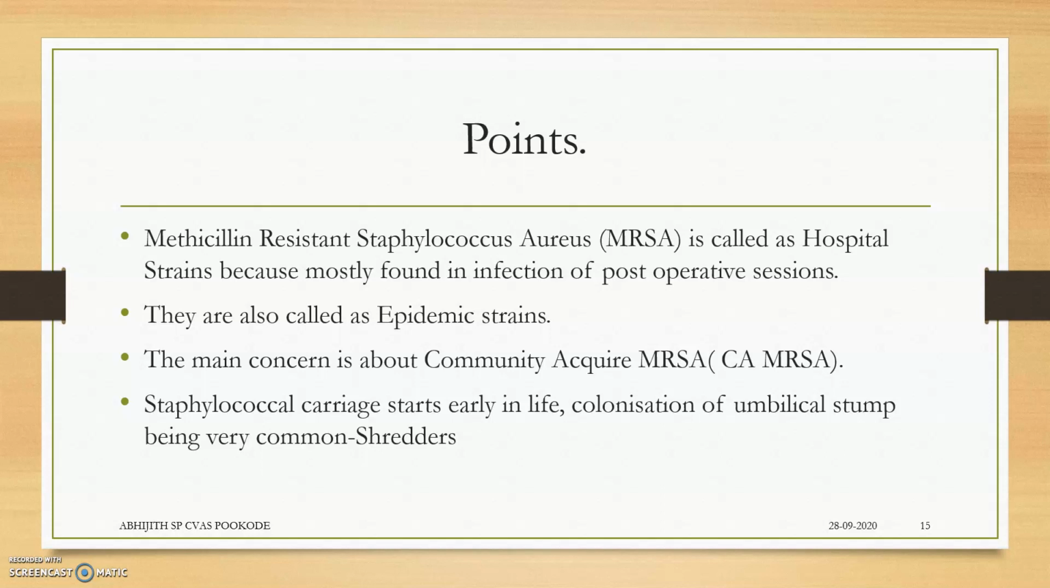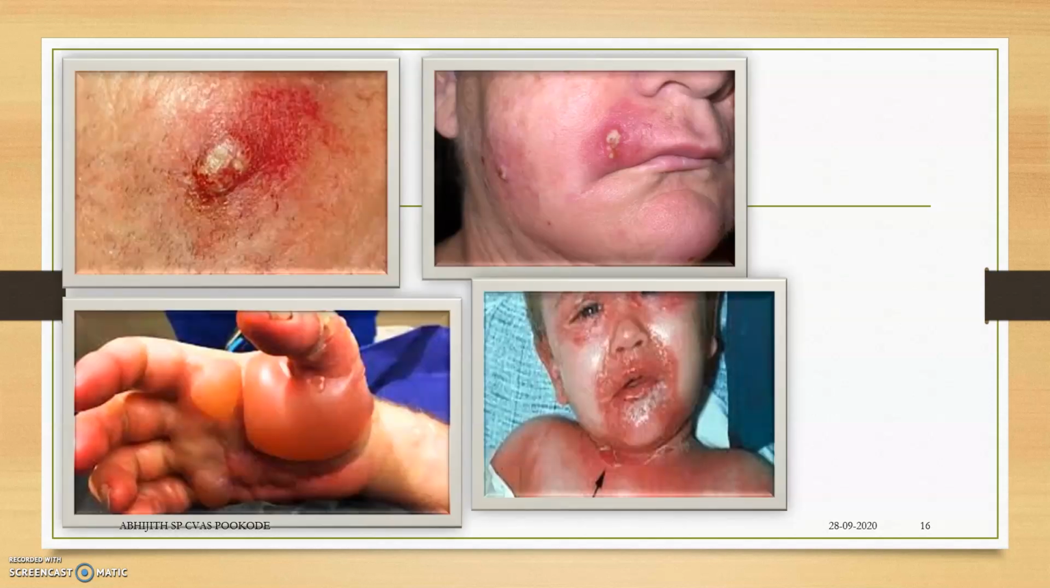So methicillin resistant Staphylococcus aureus is a hospital strain because it is found in infections mostly after post-operative sessions. They are also called epidemic strains. This was asked in one public service commission examination. So the main concern is about the community acquired MRSA, that is, bacteria are gaining resistance against the antibiotics. So these are the lesions which they produce in humans: boils.